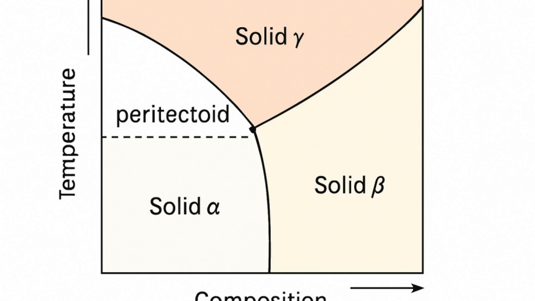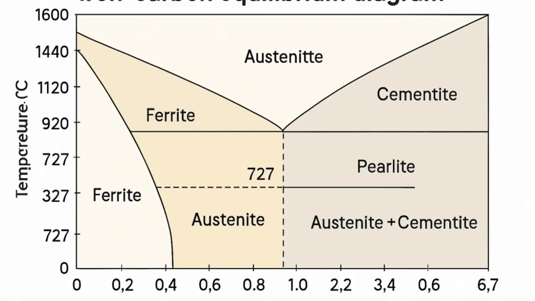Peritectoid reactions. Finally, we have peritectoid reactions, which, like eutectoid reactions, occur entirely in the solid state. In a peritectoid reaction, two solid phases react upon cooling to form a new, single solid phase. These reactions are generally slower than liquid-solid transformations due to the slower diffusion rates in solids, while less common than eutectic or eutectoid reactions. Peritectoid transformations play a role in the microstructural development of certain specialized alloys, influencing their high-temperature performance and stability.